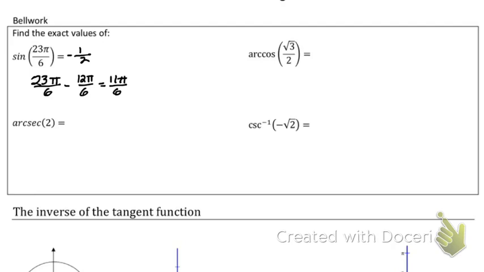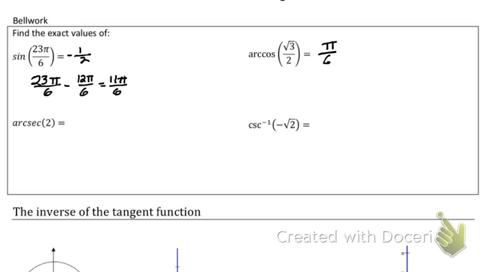All right, moving on to the arc cosine of square root of 2 over 2. The arc cosine of square root of 2 over 2 is asking us, where is cosine equal to square root of 2 over 2? Well, that happens at pi over 6. That's in quadrant 1, so that fits our cosine, and so our answer is pi over 6.